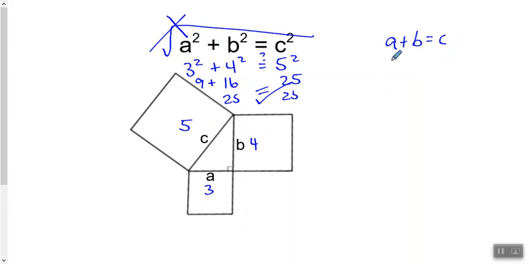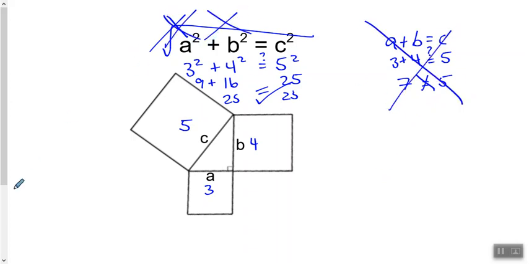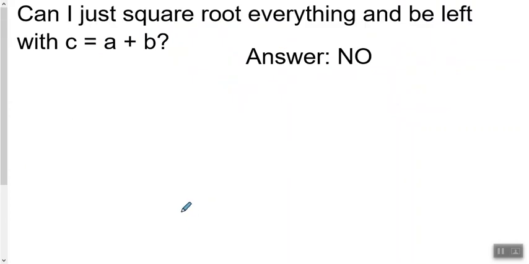So a is 3, b is 4, c is 5. Does this work? 3 plus 4 is 7, and 7 does not equal 5. This does not work. You can't do this. Do not just square root everything. Okay. Answer: no.